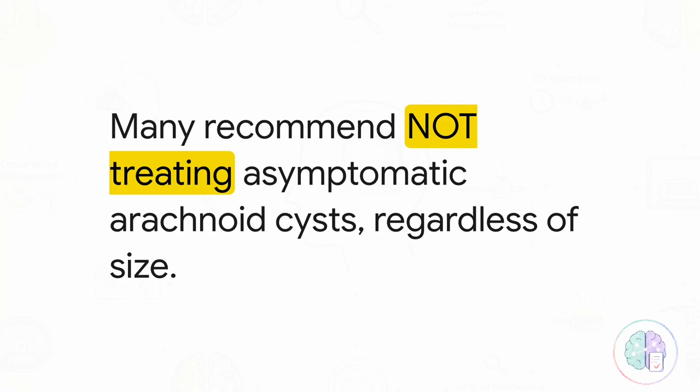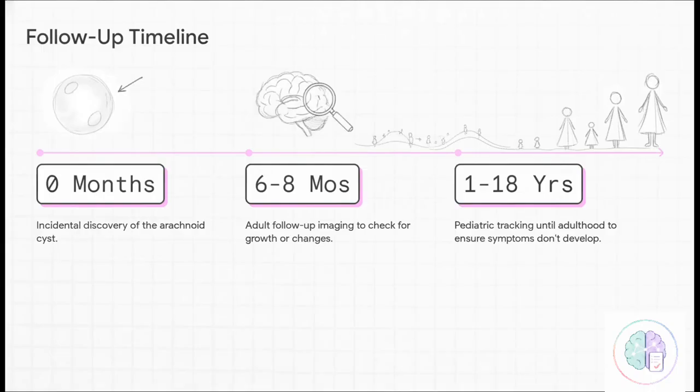But many authors explicitly recommend not treating an arachnoid cyst if it isn't causing symptoms. Size doesn't matter here. Location doesn't matter. If the patient is completely asymptomatic, just leave it alone. Instead of rushing to scrub in for an incidentally discovered cyst, we stick to a very strict wait-and-see timeline. For an adult, bringing them back for one single follow-up scan in 6 to 8 months is usually all you need to rule out dangerous growth or developing ventriculomegaly.